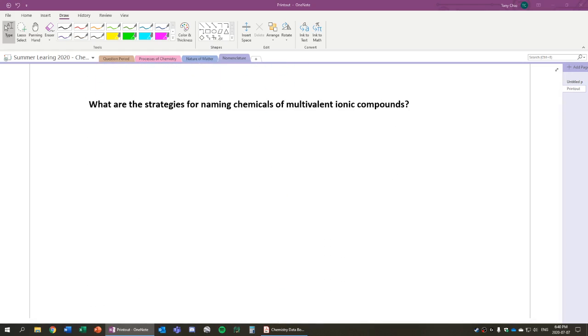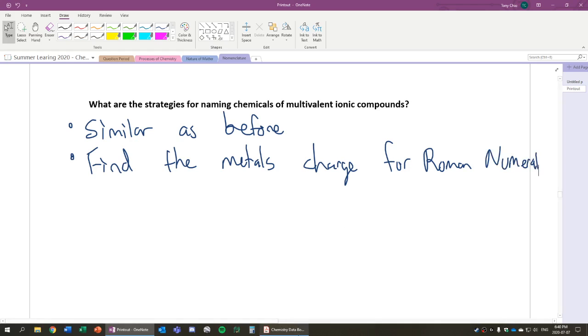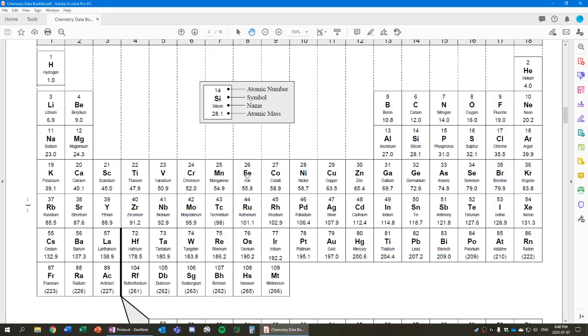But what happens if now you're dealing with the multivalents? Similar as before, but now you have to find the metal's charge for the Roman numeral. Because, for example, if I look at the periodic table here, we know that iron was +2 to +3. How do we know if it's +2 or +3 from the name? How do we know, for example, copper is +1 or +2? How do we know, for example, manganese is +2 or +4?